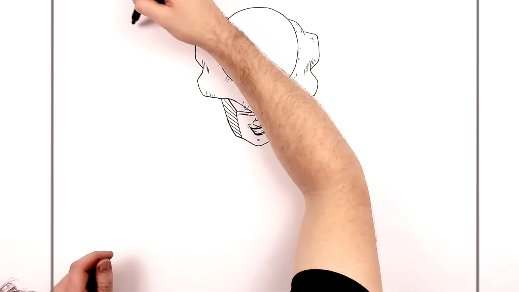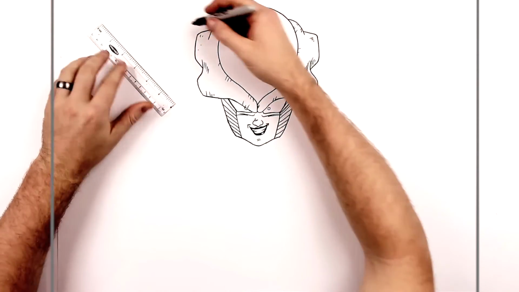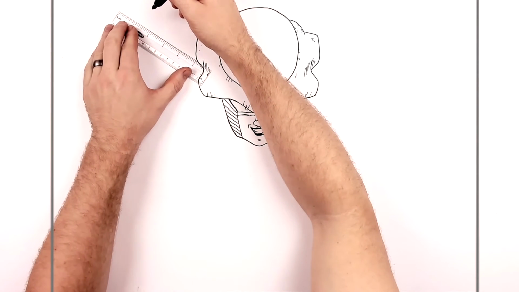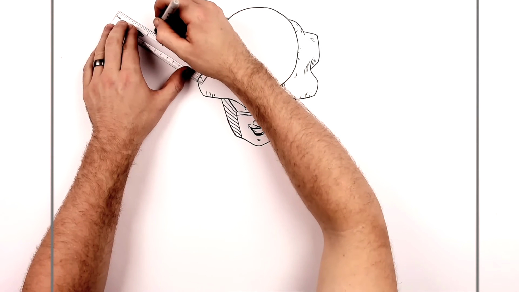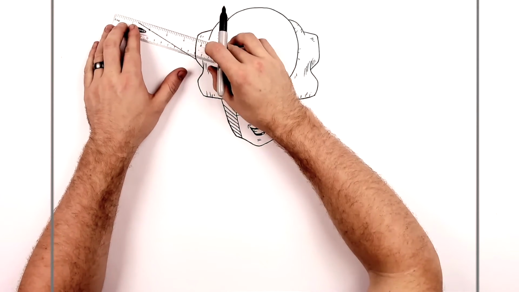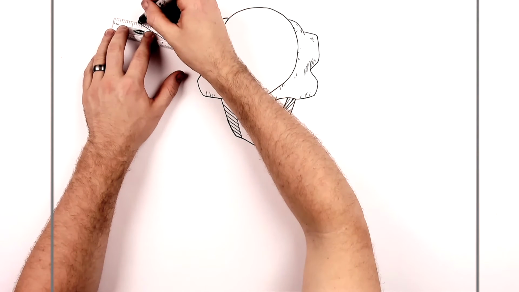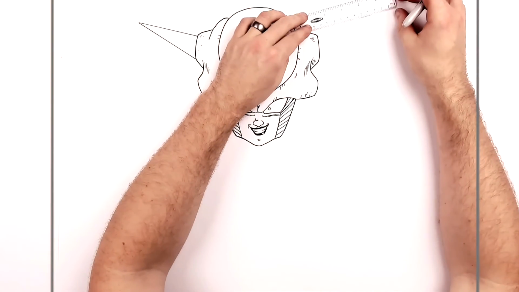Right, so then his horns, right? So they're fairly straight. You could use a ruler if you wanted, just to keep everything real straight. Go up to there, back down to there. Then you do pretty much the same on the other side.